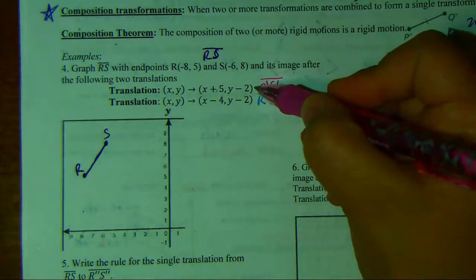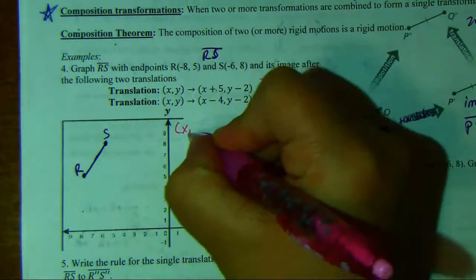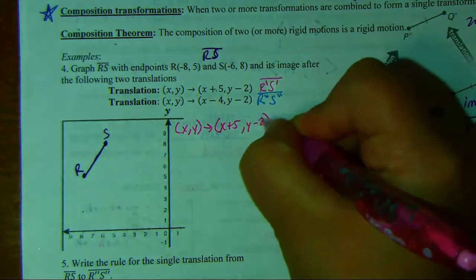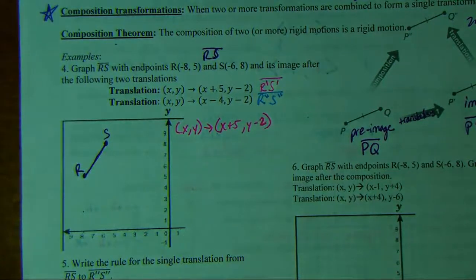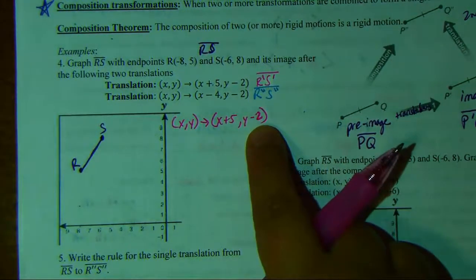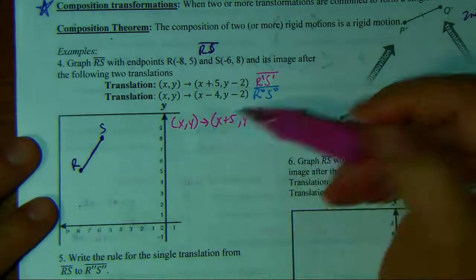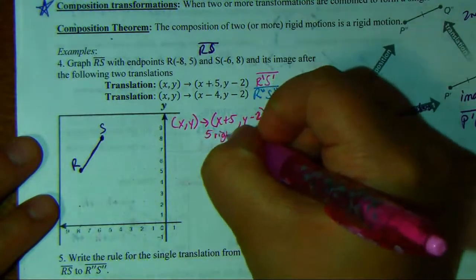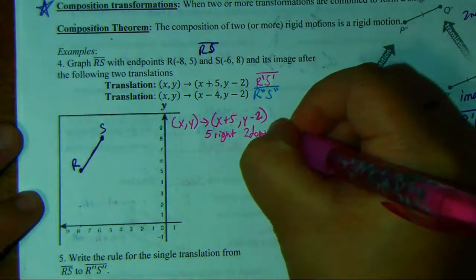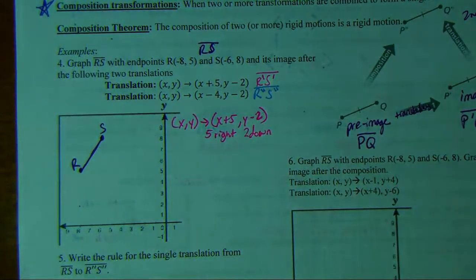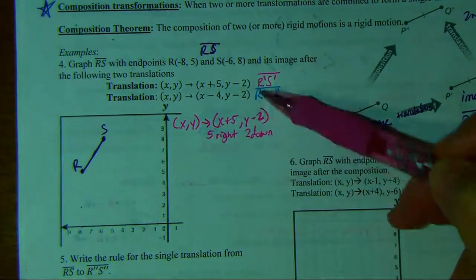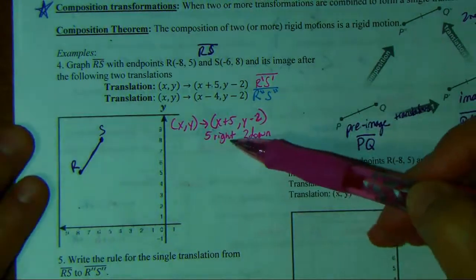Now, translations review, ladies and gents. Our first translation is (x, y) to (x plus 5, y minus 2). If you remember what these mean, these are essentially our horizontal and vertical components of a vector. So if I'm adding 5 to x, that means I'm going 5 to the right. And if I'm subtracting 2 from y, that means I'm going 2 down, right? So the sign indicates the direction. If it's x, we're talking right or left. If it's y, we're talking up or down. So over here we have 5 right, 2 down.